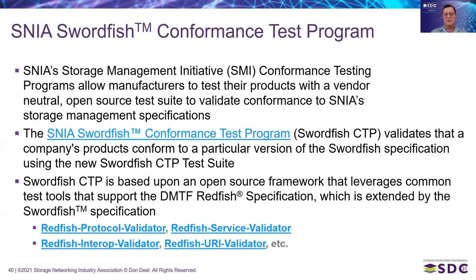A new Swordfish Conformance Test Program, or Swordfish CTP, validates that a Swordfish implementation conforms to a particular version of the Swordfish specification. The main goal of Swordfish CTP is to help ensure that Swordfish implementations will be interoperable with behaviors that are consistent with the defined Swordfish profiles. Swordfish CTP is based upon a framework that leverages common open source test tools that support the DMTF Redfish specification. Some of the open source tools used are shown at the bottom of this slide.